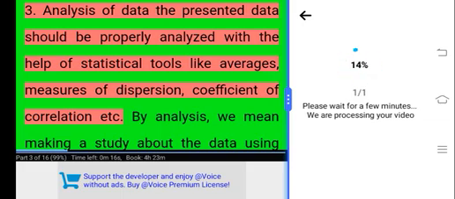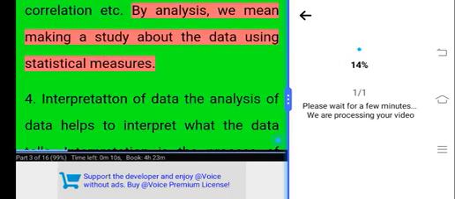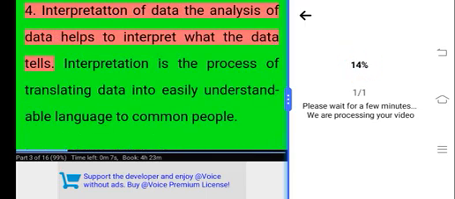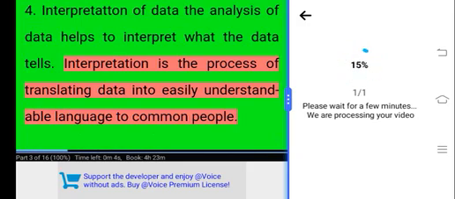3. Analysis of data. The presented data should be properly analyzed with the help of statistical tools like averages, measures of dispersion, coefficient of correlation, etc. By analysis, we mean making a study about the data using statistical measures. 4. Interpretation of data. The analysis of data helps to interpret what the data tells. Interpretation is the process of translating data into easily understandable language for common people.